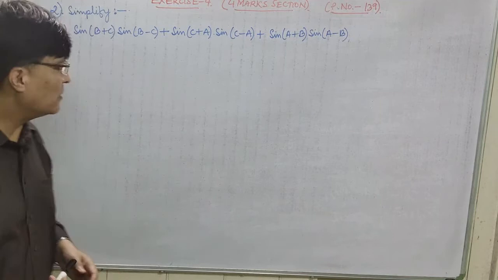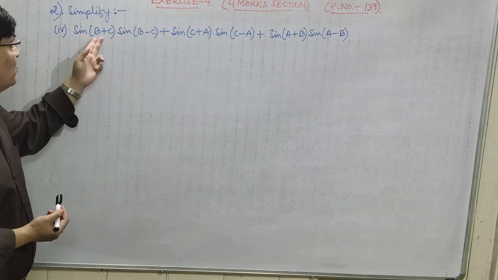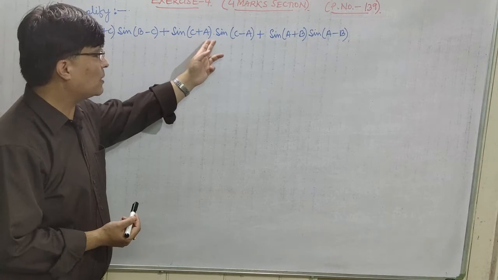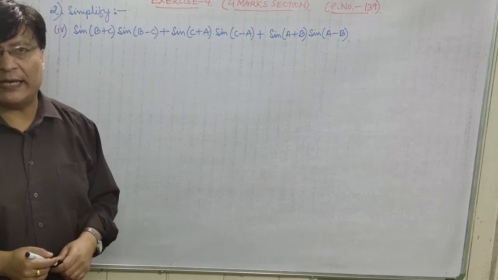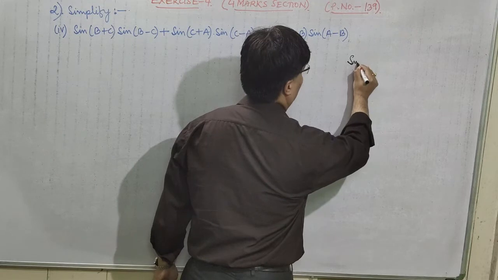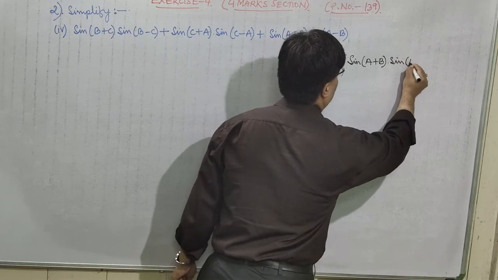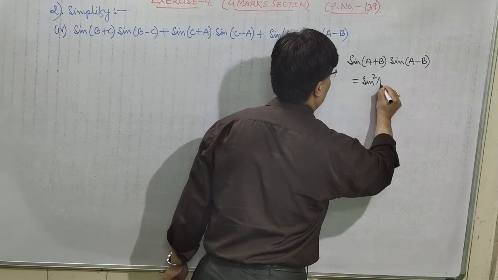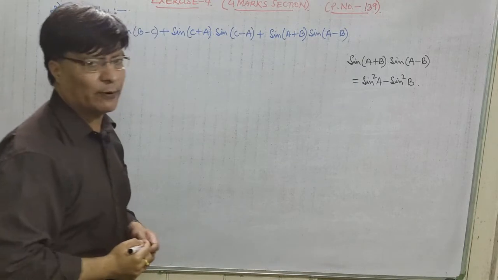So now let us simplify number 4. It is given that sine of (b plus c) into sine of (b minus c), plus sine of (c plus a) into sine of (c minus a), plus sine of (a plus b) into sine of (a minus b). So in this case we can use this formula, that is sine of (a plus b) into sine of (a minus b) is equal to sine square a minus sine square b. So let us use this formula now.